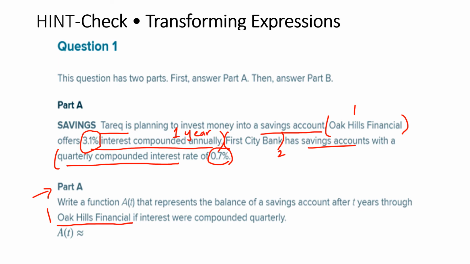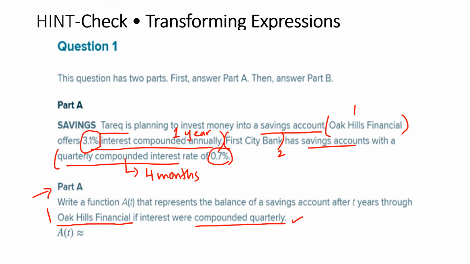One time in a year, and here it is quarterly, means one quarter out of 12 months. If we select one quarter, that is 4 months, so that means interest calculation will be done after every 4 months. So this is quite important. Before we start solving part A, we need to bring both the banks into the same unit. We need to also convert Oak Hills, which was doing an annual calculation, compounding interest one time in a year, to quarterly, so that you can compare their rates of interest effectively.